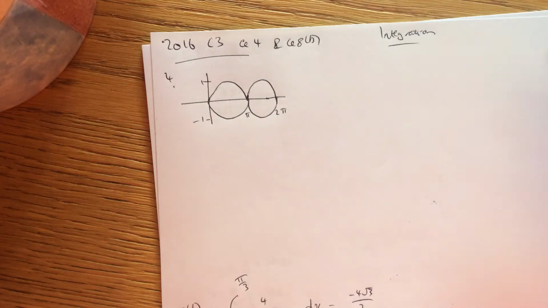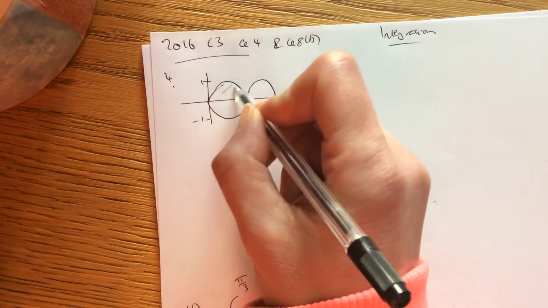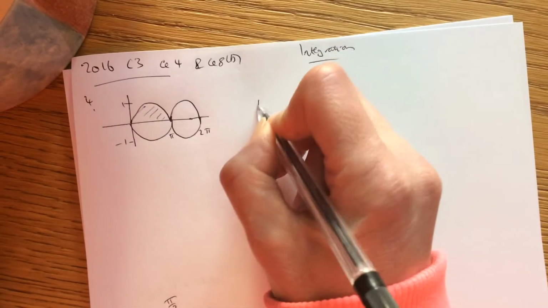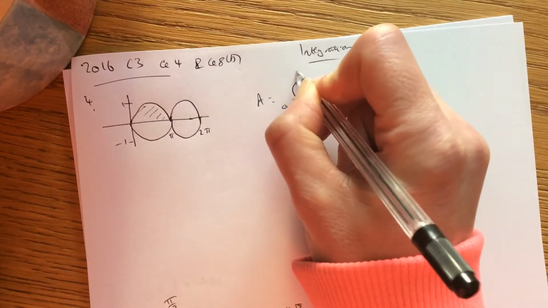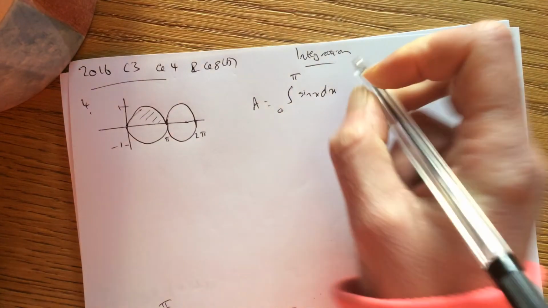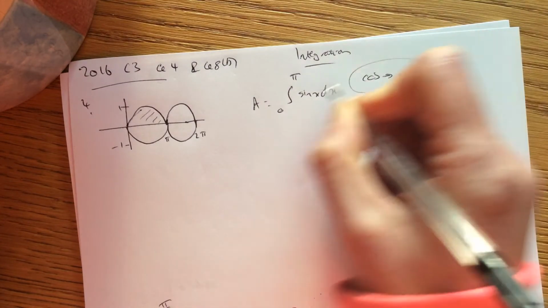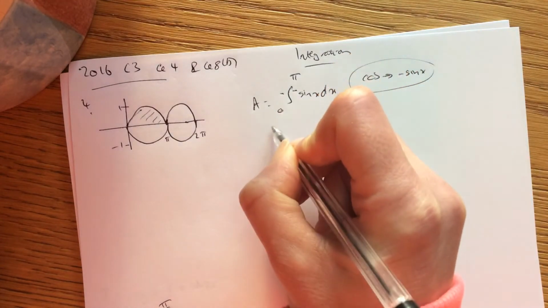Okay, having a wee look at this integration one. To make this question a wee bit easier, I'd be inclined just to work out one of these areas. So you're finding the area from 0 to pi of sine x dx. Now where did sine x come from? Remember cos goes to minus sine. So you have to have a minus in front to balance it outside.